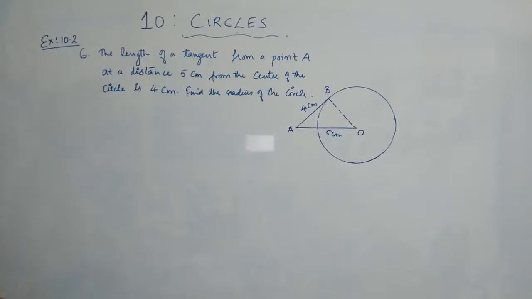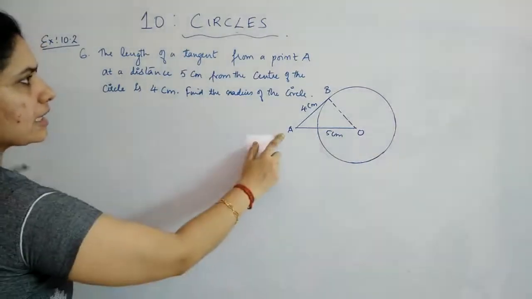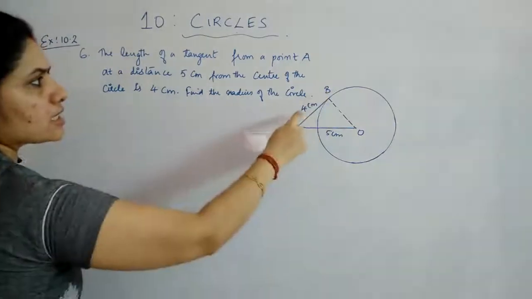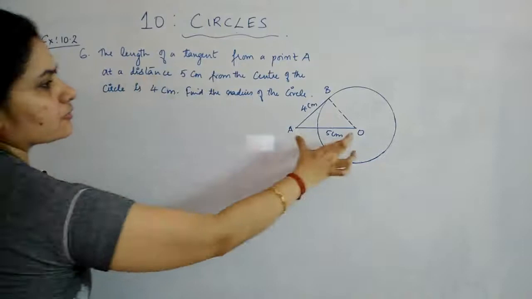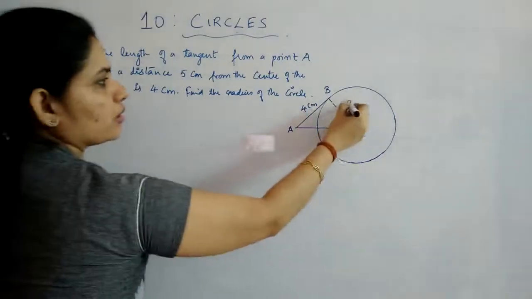Question number 6 is, the length of a tangent from a point A at a distance 5 cm from the center of the circle is 4 cm. Find the radius of the circle. So this is a circle, center at O, and A is taken as a point outside the circle, and the length of the tangent is given to be 4 cm, and from the center the distance is given to be 5 centimeter. We have to find out what is the radius, that is what is OB.